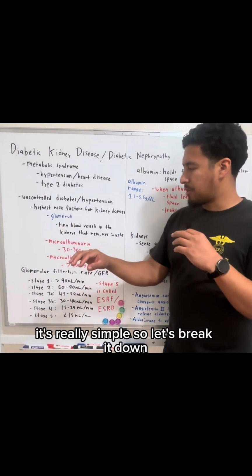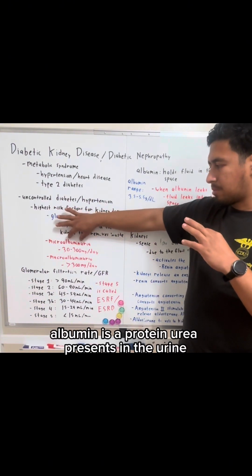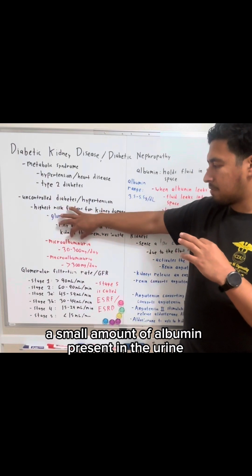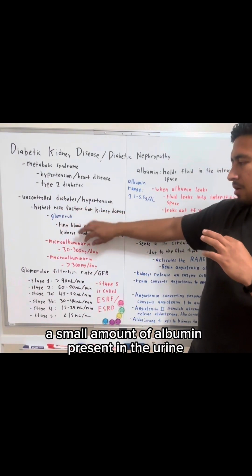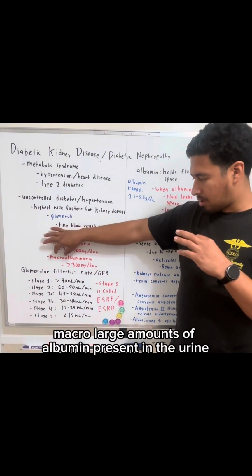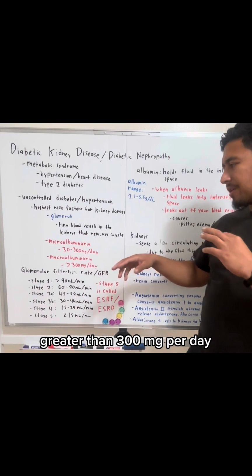It's really simple, so let's break it down. Micro is meaning small, right? Albumin is a protein present in the urine. Microalbuminuria is a small amount of albumin present in the urine, about 30 to 300 milligrams per day. Macro, large amounts of albumin present in the urine, greater than 300 milligrams per day.